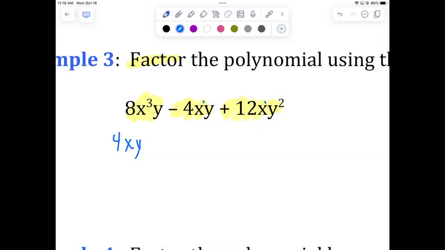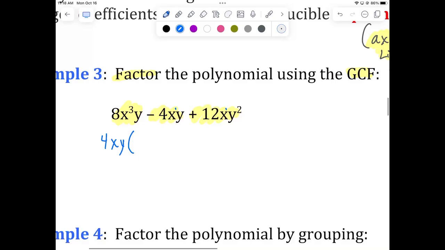All right, now we put a parenthesis here, and we're going to factor out. Now, factoring out is the same as dividing out. Keep that in mind. Factor out equals divide out. That's what we're doing. We're unfoiling here. It's like dividing. So what would be left if we factor out a 4xy from an 8x cubed y? A 2, because 8 divided by 4 is 2. What's x cubed divided by x?